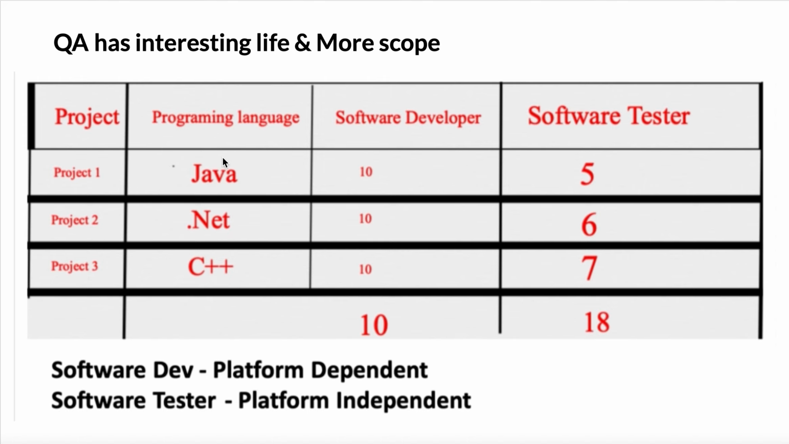With respect to this example, one developer will have opportunity only at 10 places or 10 projects, right? Or 10 opportunities will be there for a developer. But if you talk about a software tester, he will have wide opportunity. You can see 18 opportunities with respect to this example.